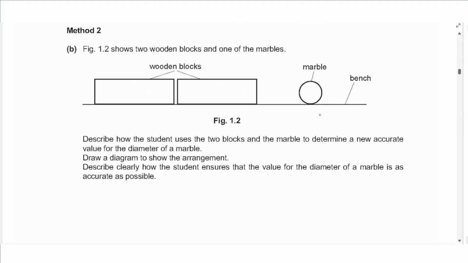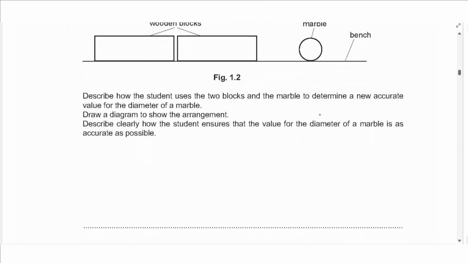Method 2 in question B says figure 1.2 shows 2 wooden blocks and one of the marbles. Describe how the student uses the 2 blocks and the marble to determine a new accurate value for the diameter of a marble. Draw a diagram to show the arrangement. Describe clearly how the student ensures that the value for the diameter of a marble is as accurate as possible.